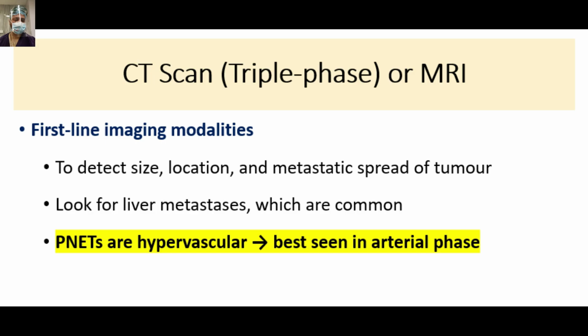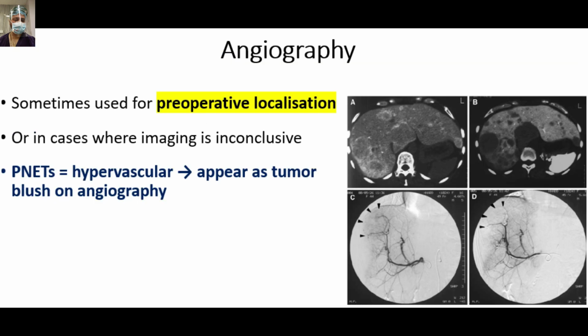Pancreatic neuroendocrine tumors are hypervascular, best seen in the arterial phase. Just remember that they light up in the arterial phase. So always look for these tumors in the arterial phase and look for the enhancement pattern. If despite all measures we are not able to localize the tumor, then angiography is a very good modality for preoperative localization, or in cases where imaging is inconclusive. PNETs are hypervascular and appear as a tumor blush on the angiography, as shown in these pictures.